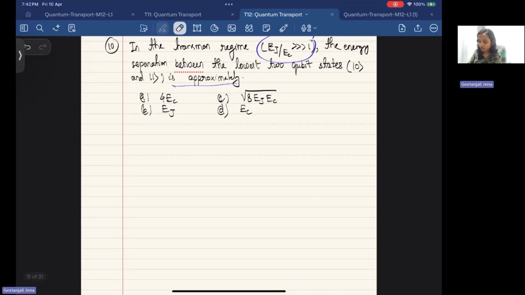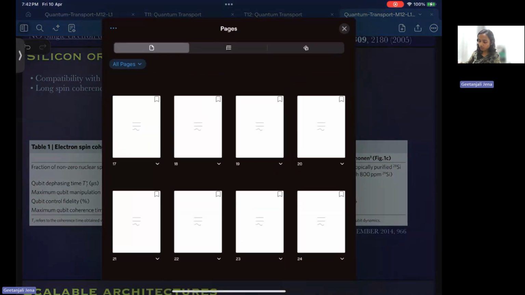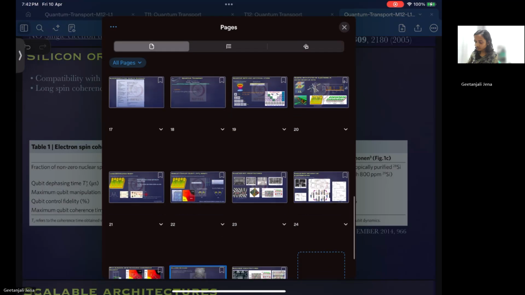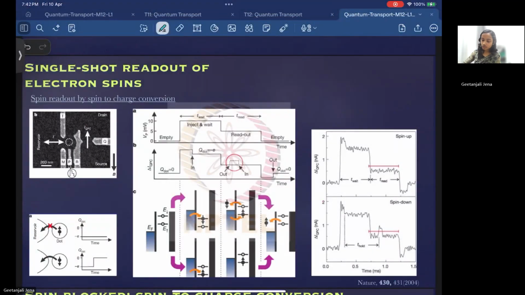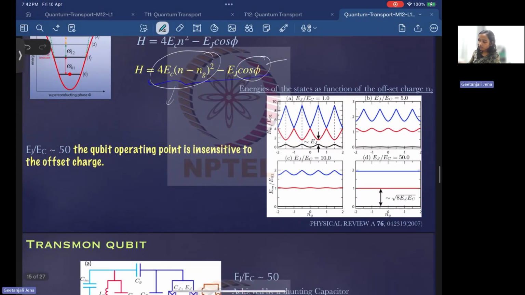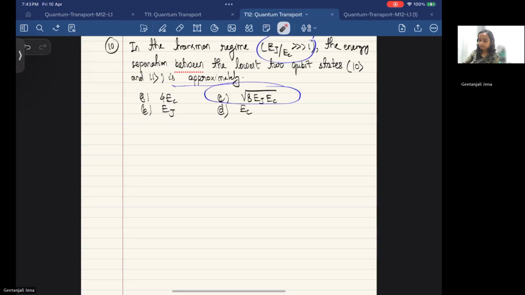So let me just show you the answer. The answer is C. I will show you the plots. This one here. You can see that this is the transmon qubit operating regime, and the energy difference between these two levels is the square root of 8 EJ times EC. So option C.